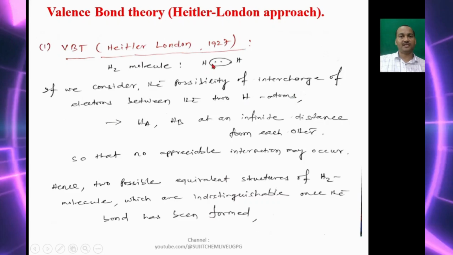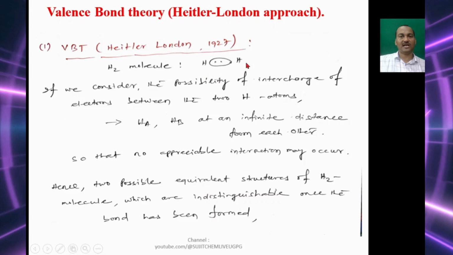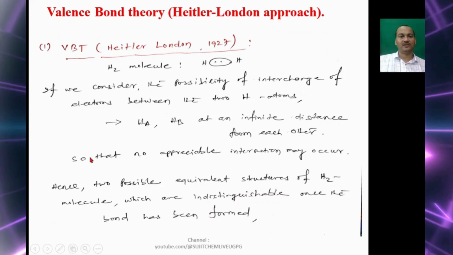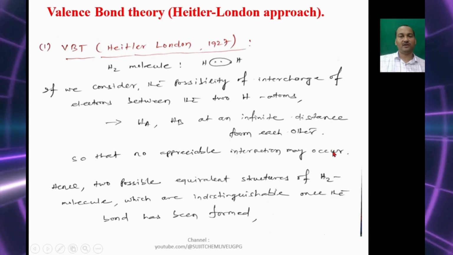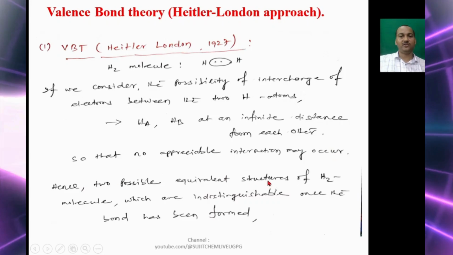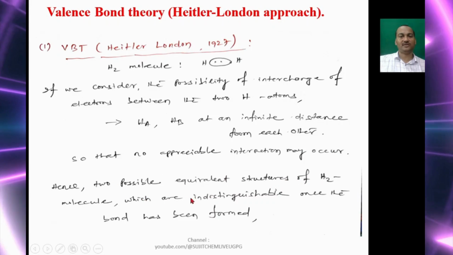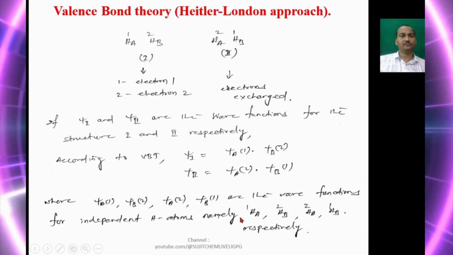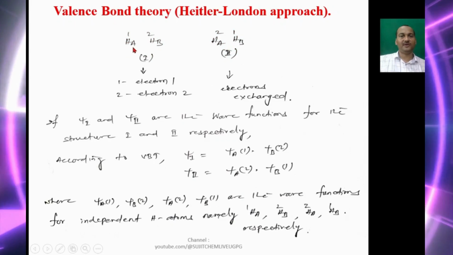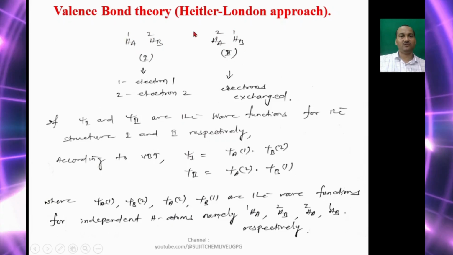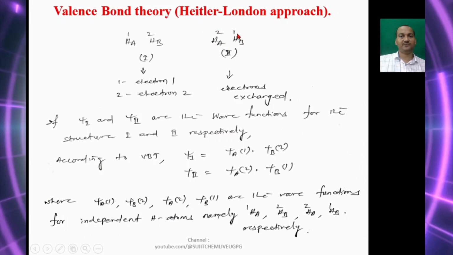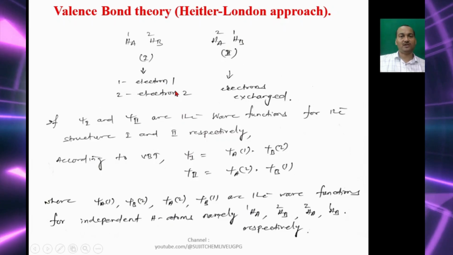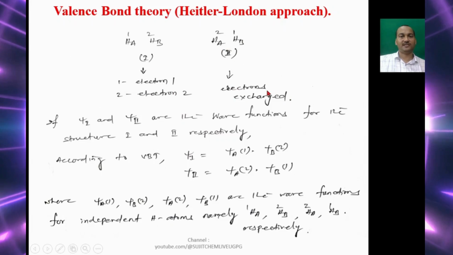Let's say this is atom HA and this is atom HB, at infinite distance from each other so that no appreciable interaction may occur. Hence there are two possible equivalent structures for the hydrogen molecule, which are indistinguishable once the bond has been formed. This is how we can represent HA electron 1, HB electron 2, and HA electron 2, HB electron 1: structures 1 and 2, where the electrons are exchanged.